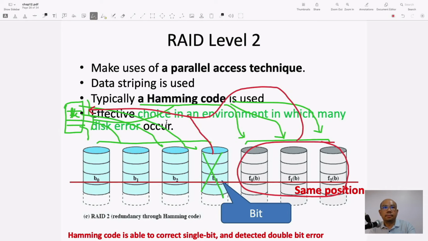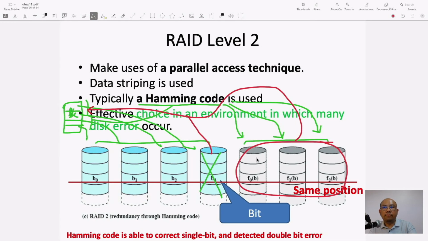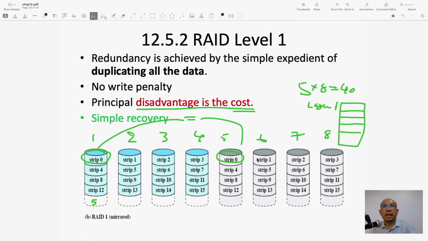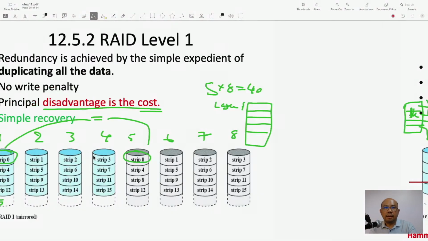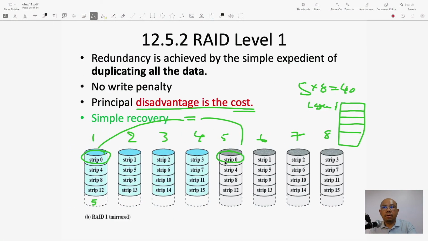So this is the concept of level 2. The number of hard drives is reduced from level 1, but the strip size is the same size as level 1.